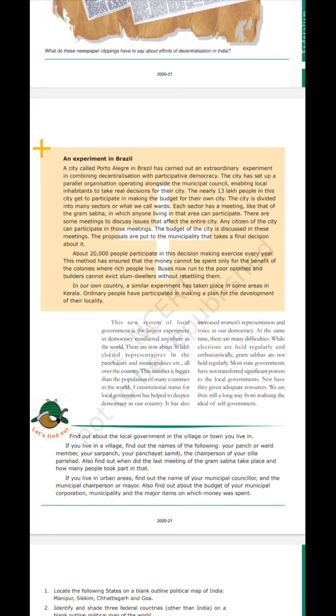Find out about the local government in the village or town you live in. If you live in a village, find out the names of the following: your panch or ward member, your sarpanch, your panchayat samiti, the chairperson of your Zilla Parishad. Also find out when the last meeting of the Gram Sabha took place and how many people took part in that. If you live in urban areas, find out the name of your municipal councillor and the municipal chairperson or mayor. Also find out about the budget of your municipal corporation or municipality and the major items on which money was spent.